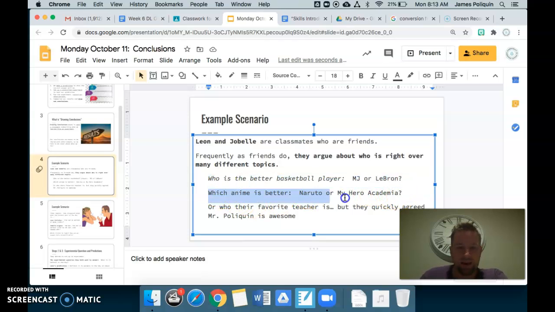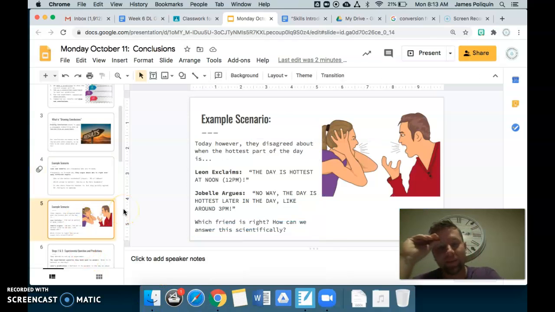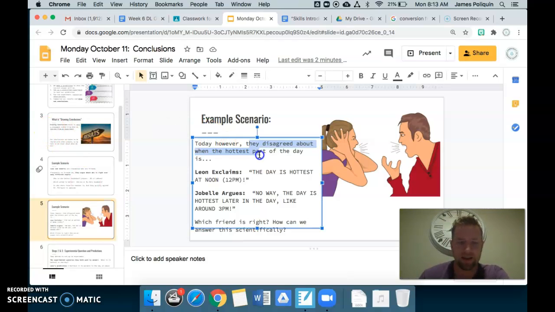Which anime is better? Is Naruto better or is My Hero Academia better? Or who the favorite teacher is? But obviously, they quickly agreed that Mr. P is pretty cool, so they moved on from that. But today, however, they argued about something else. Today, they disagreed about what part of the day is hottest. All right, they disagreed when the hottest part of the day is.